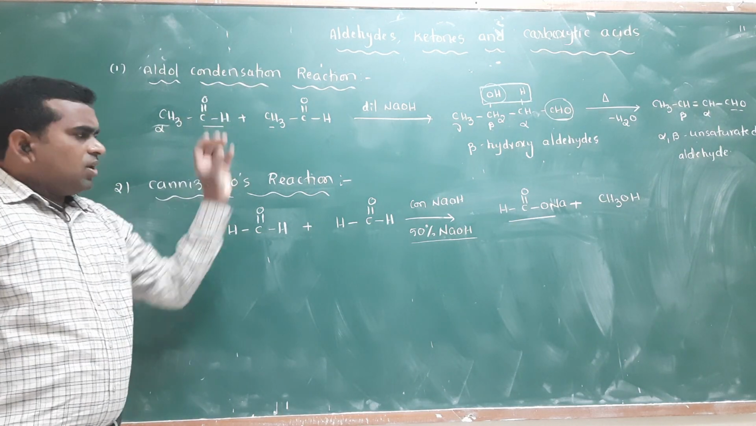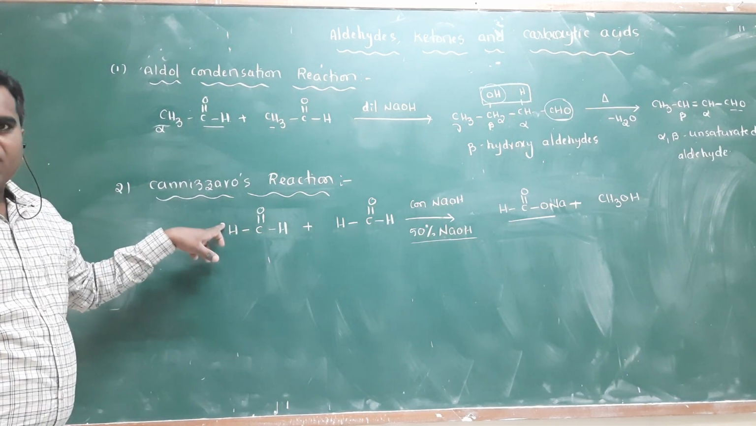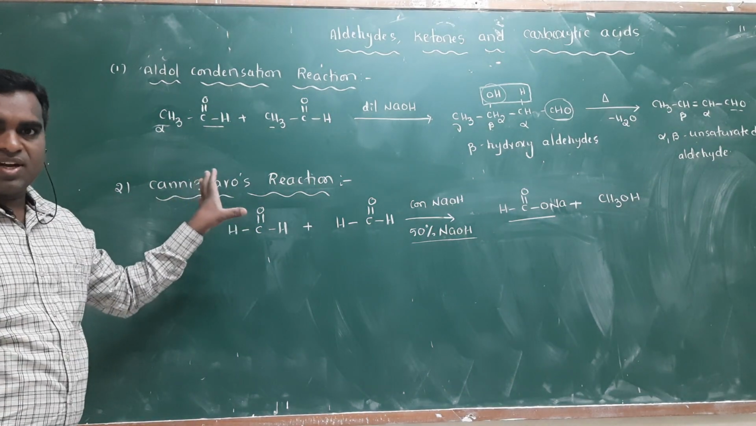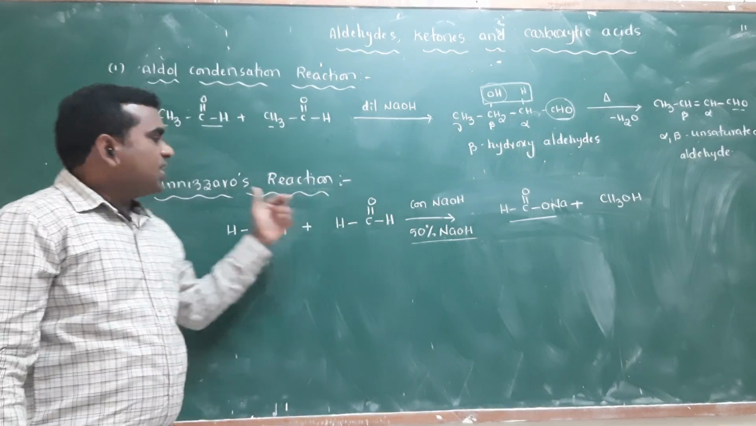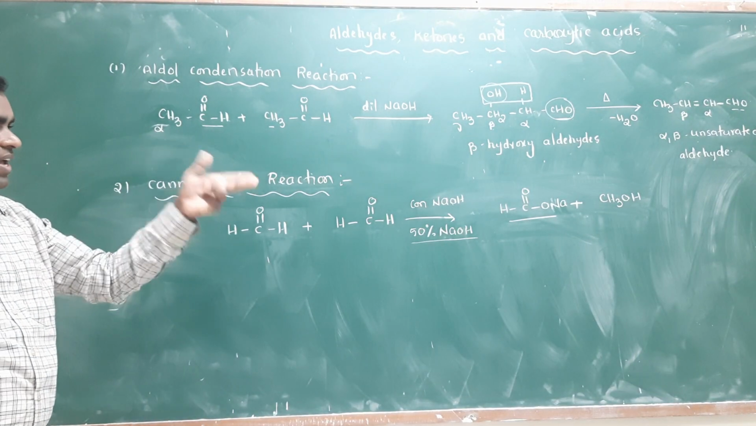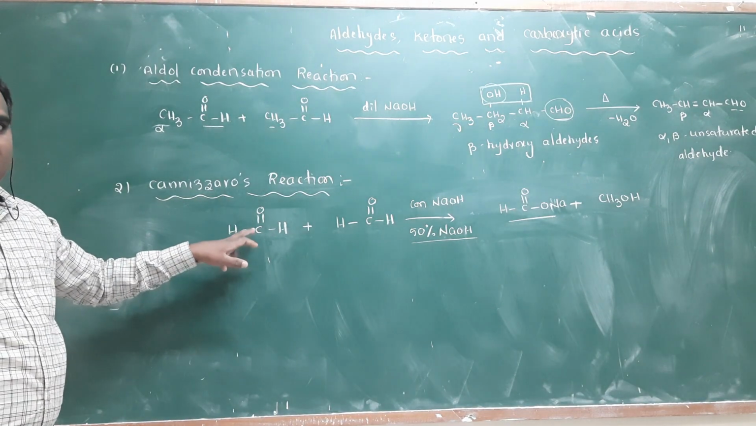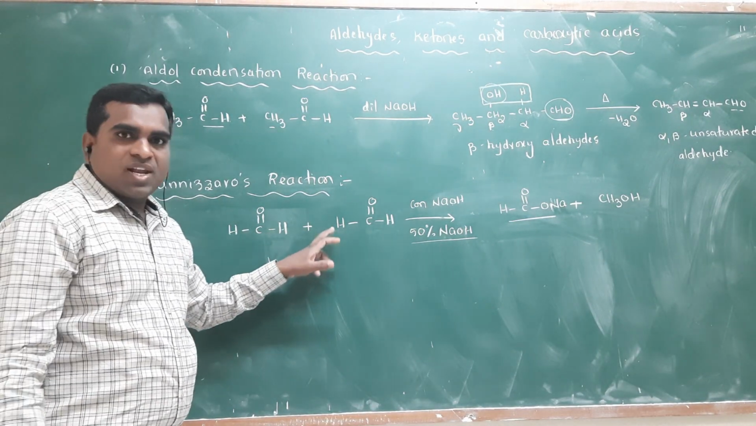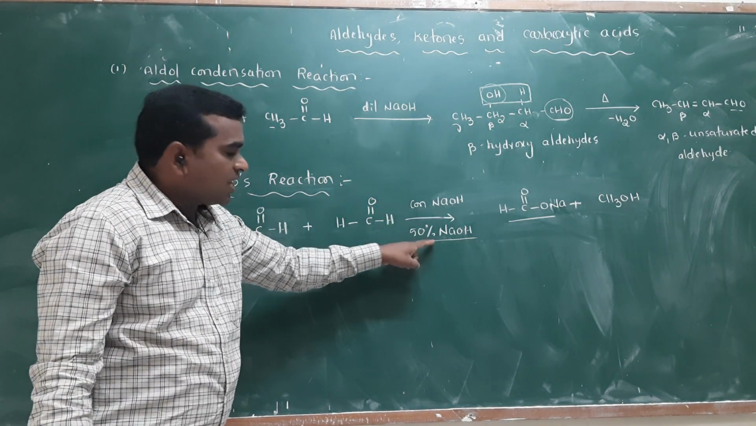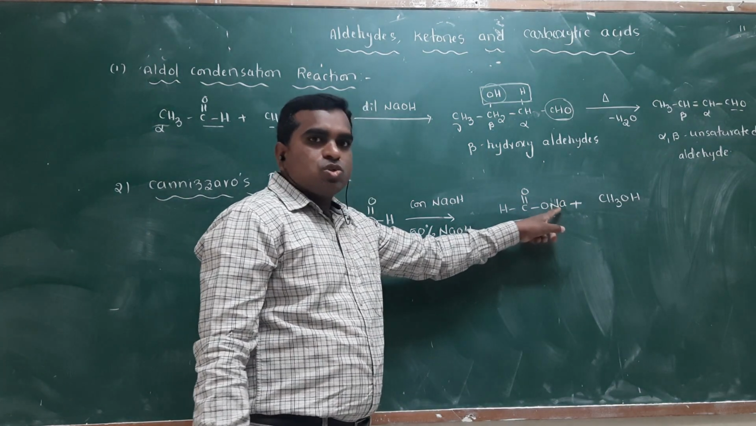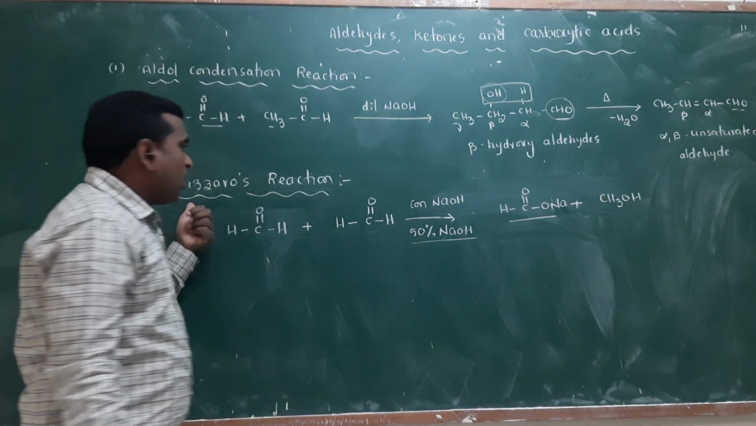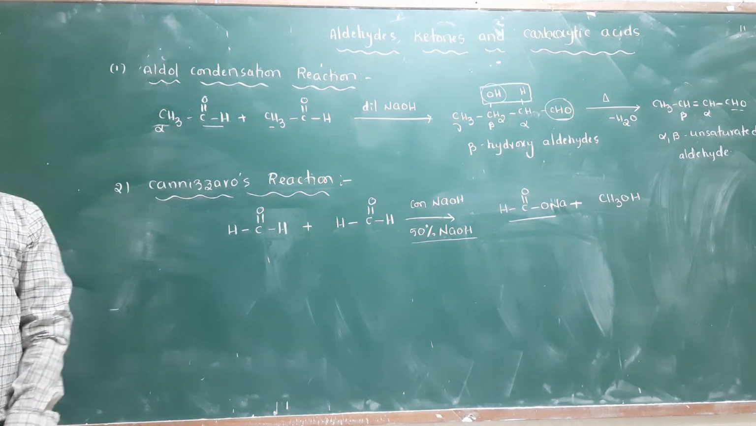Clear? And in this one, mechanism is not required. Mechanism is only for the Cannizzaro reaction, that I already discussed in the class. Just you have to write the definition of this Cannizzaro reaction, and you have to write what the products are and what the reactants are. So aldehydes without alpha hydrogen undergo self-oxidation and reduction in presence of concentrated NaOH, and it gives sodium salt of acid and alcohol, and that reaction will be called Cannizzaro's reaction.